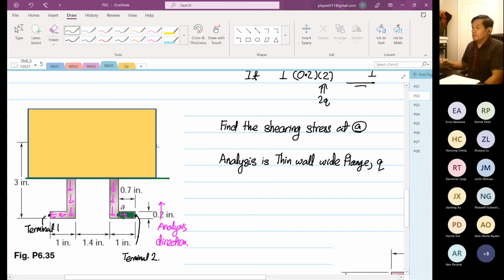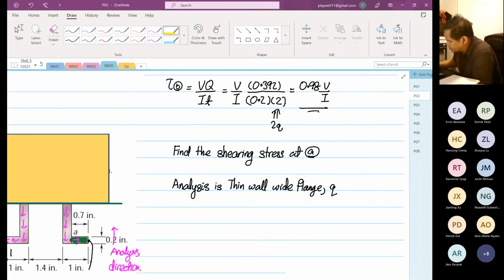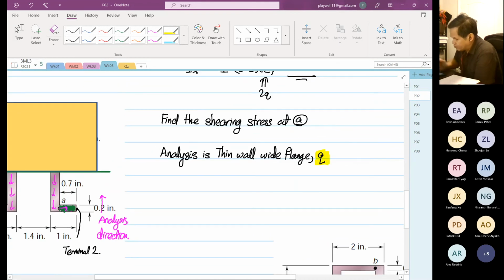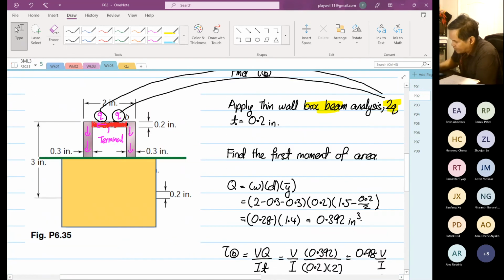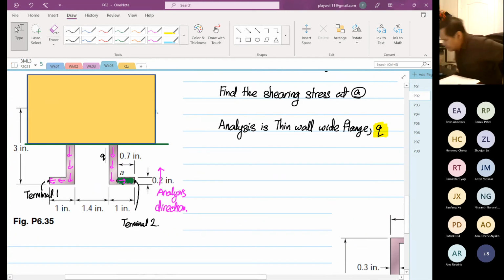No more 2Q. It's only when, I'll highlight this, this is Q, right? It's only when it's box beam, right? Box beam, it is what? 2Q. When it's white flange, it's only Q, because there's only one Q value coming to the terminal, yes or no? Whereas box beam, from the terminal, you have 2Q. One goes to the left, the other one goes to the what? To the right. In this case, the terminals are independent.